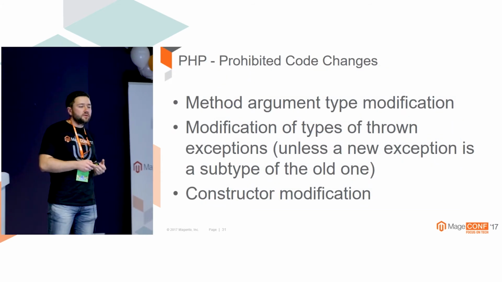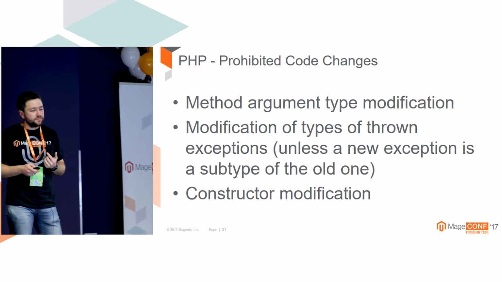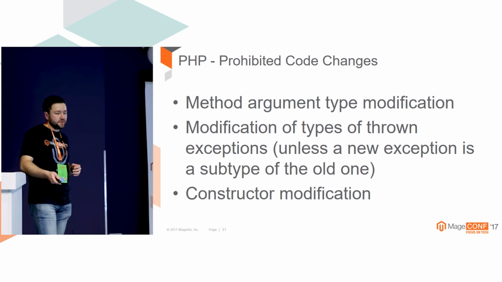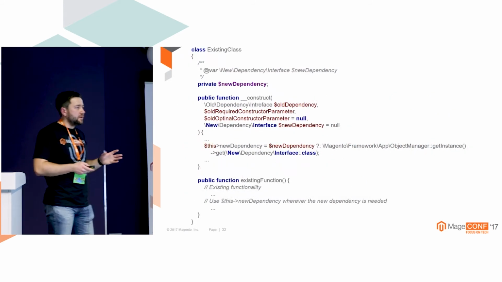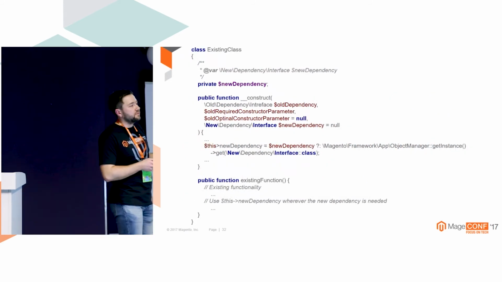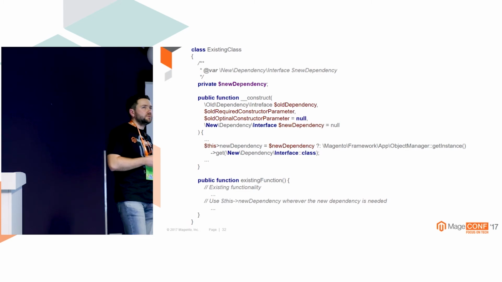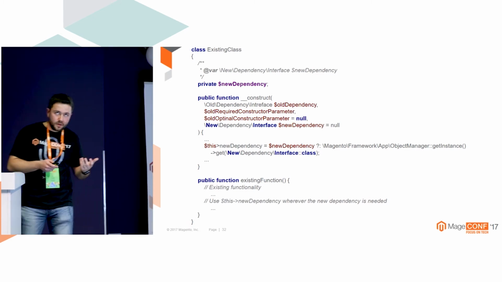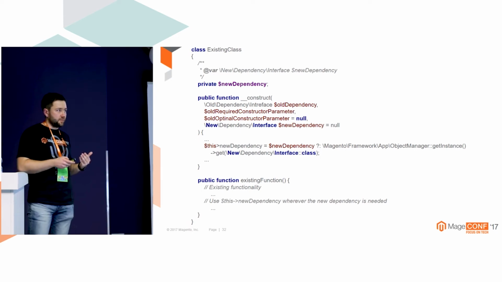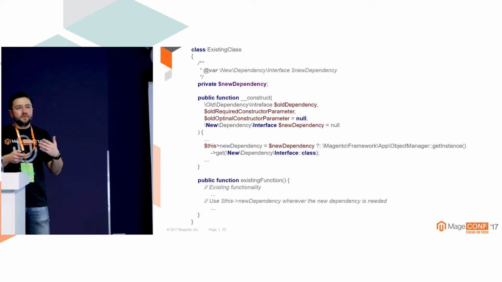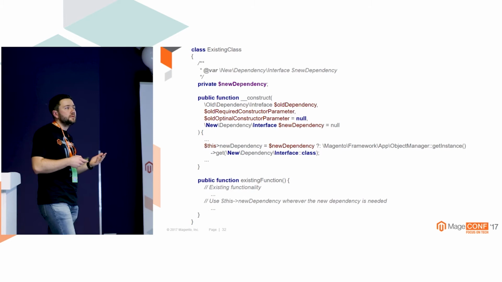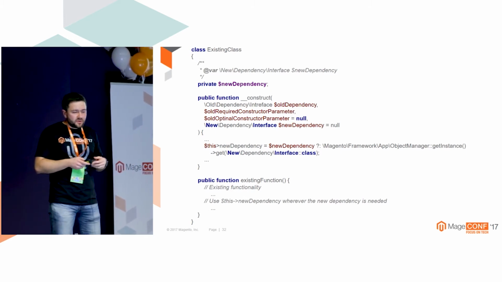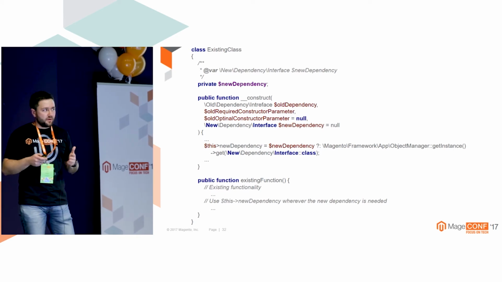Another set of prohibited code changes is here, and there is pretty interesting stuff about constructor modification. The constructor is not part of the contract. The constructor belongs to the implementation. So we can add dependencies to the constructor. Because, for example, even when we need to fix a bug, we don't have a lot of bugs, but some of them are opened on GitHub. Sometimes it happens that we need to fix some of them.